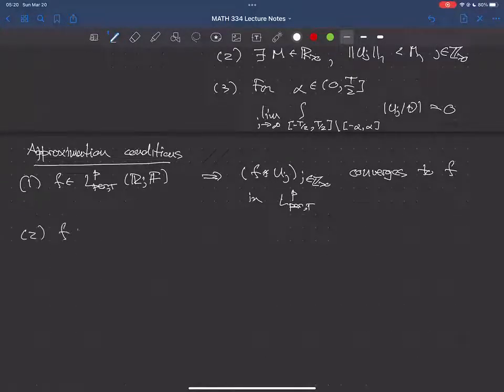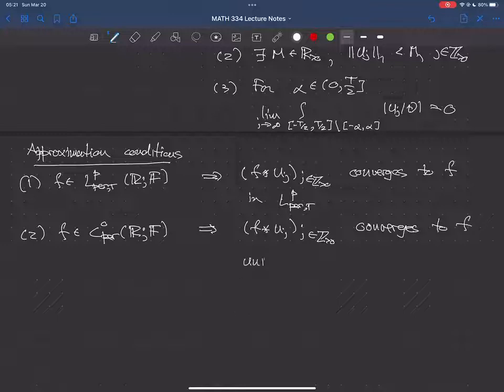In the C0 case, and again, you don't need any uniform continuity conditions here. Because of periodicity, every f in C0 per is automatically uniformly continuous, because essentially you only care about the function on a single period, from minus T over 2 to T over 2, or from 0 to T, and continuous functions on compact sets are always uniformly continuous. That's what's called the Heine-Cantor theorem. And then the periodic convolution converges to f uniformly.